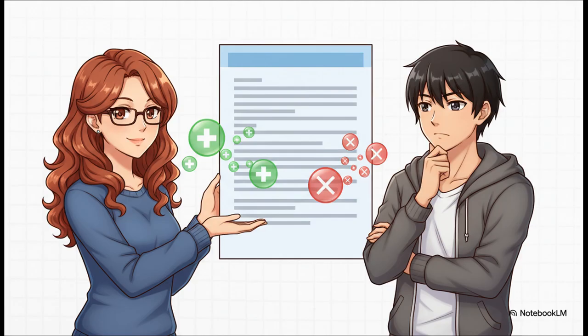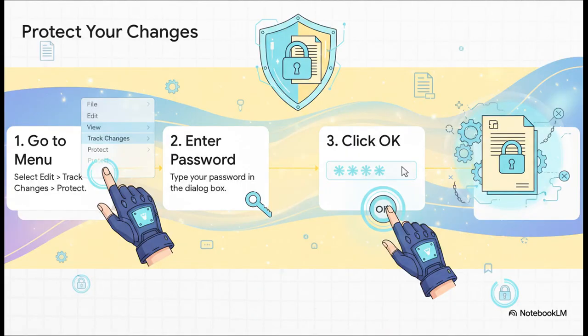This is absolutely essential when you send a draft to a colleague or your boss for feedback, because you can see exactly what they're suggesting. Now, to make sure that whole feedback process is secure, you can actually password protect the Track Changes feature. You just go to Edit, then Track Changes, and hit Protect. You enter a password, click OK, and that's it. Now, no one can turn off the tracking or accept changes without your permission. The whole review process is completely locked down.